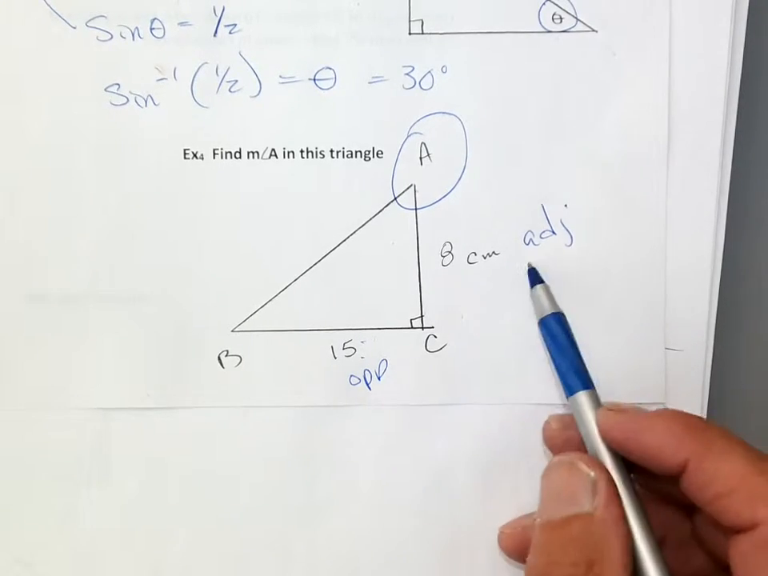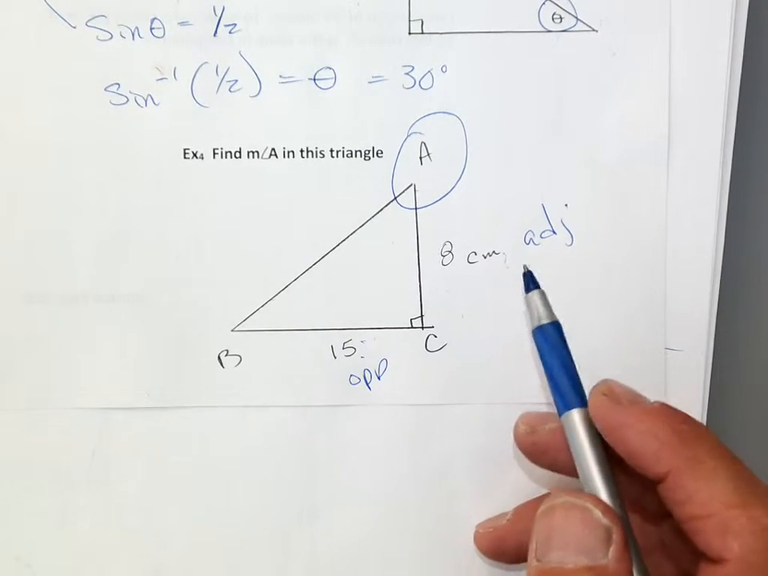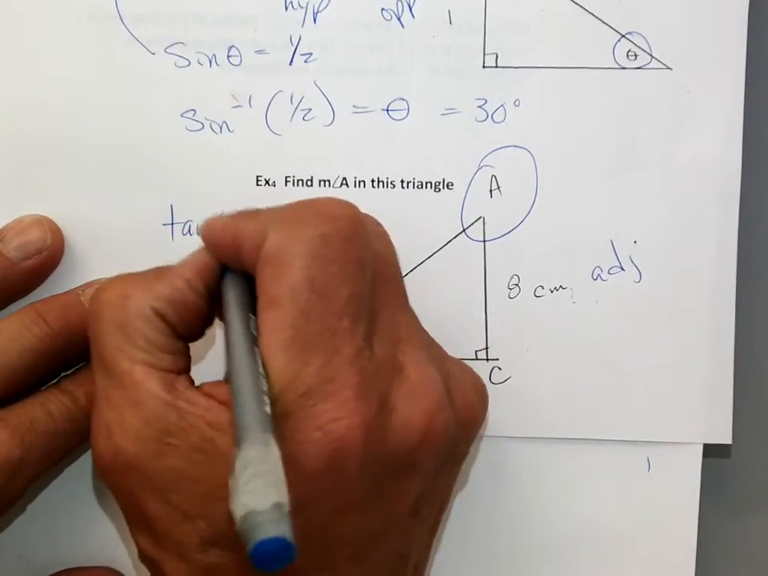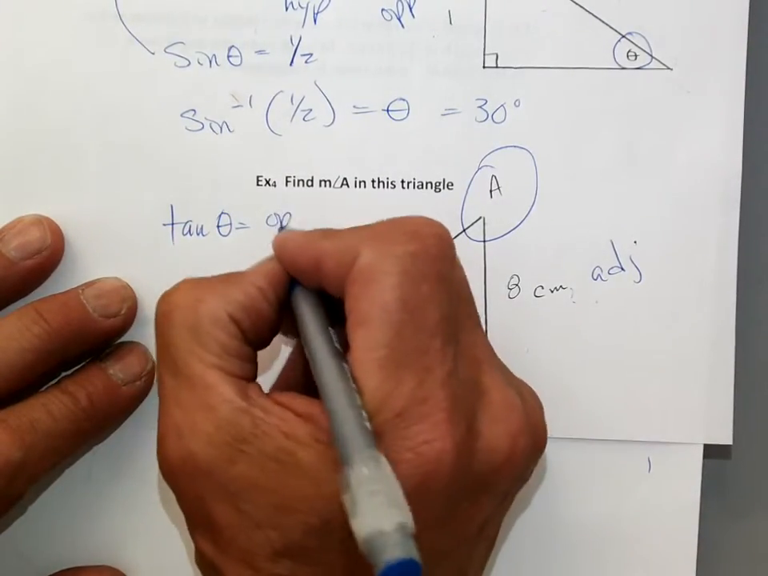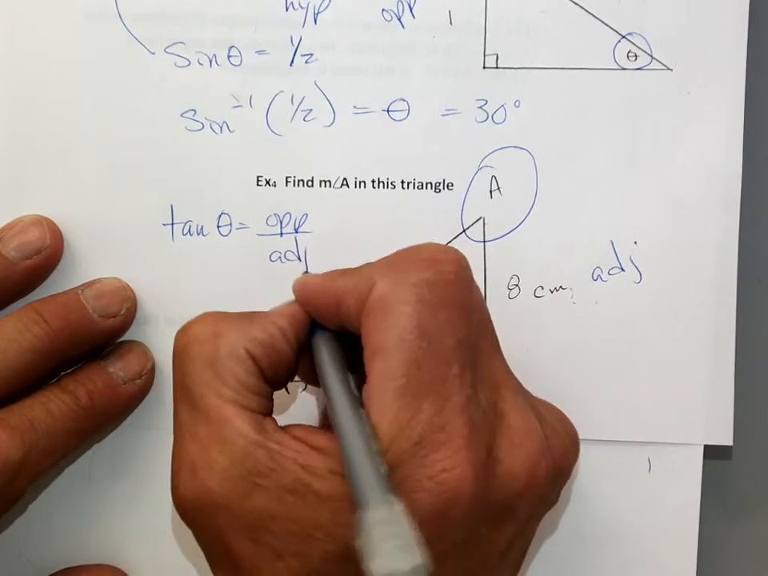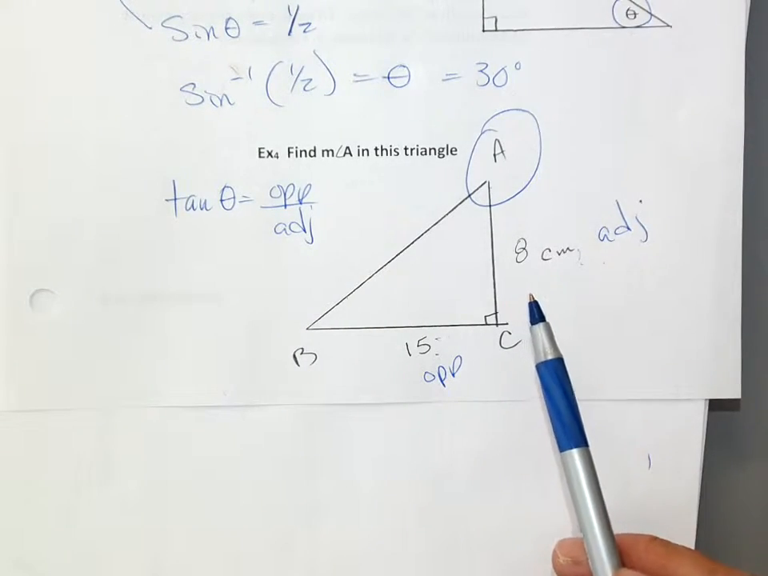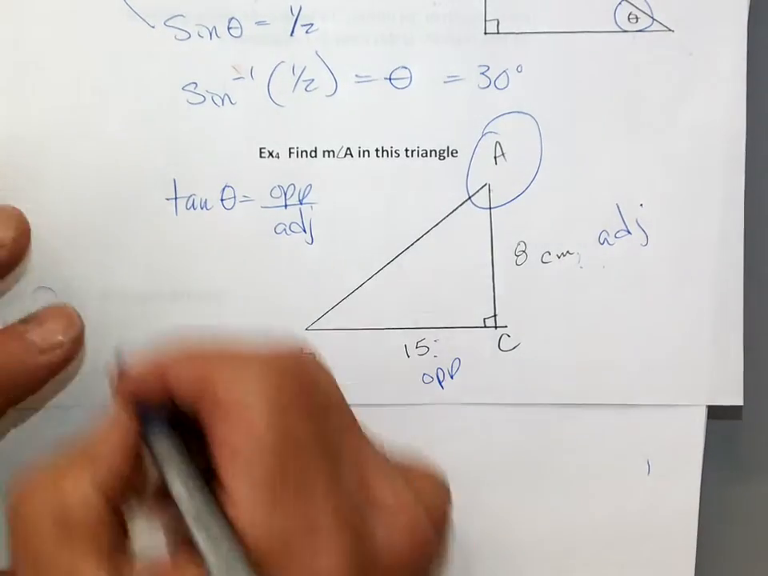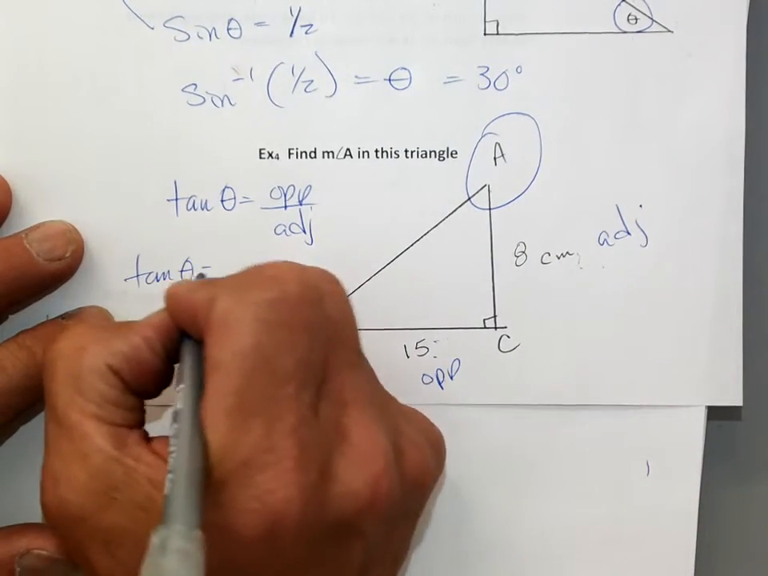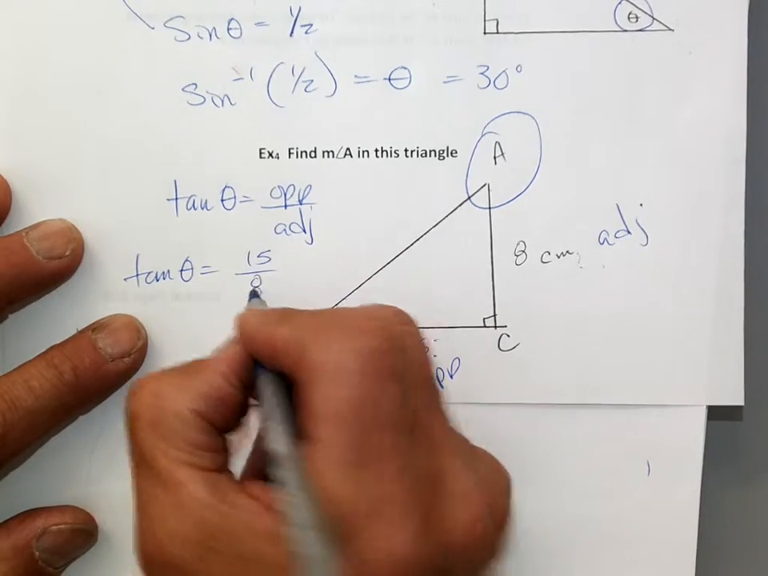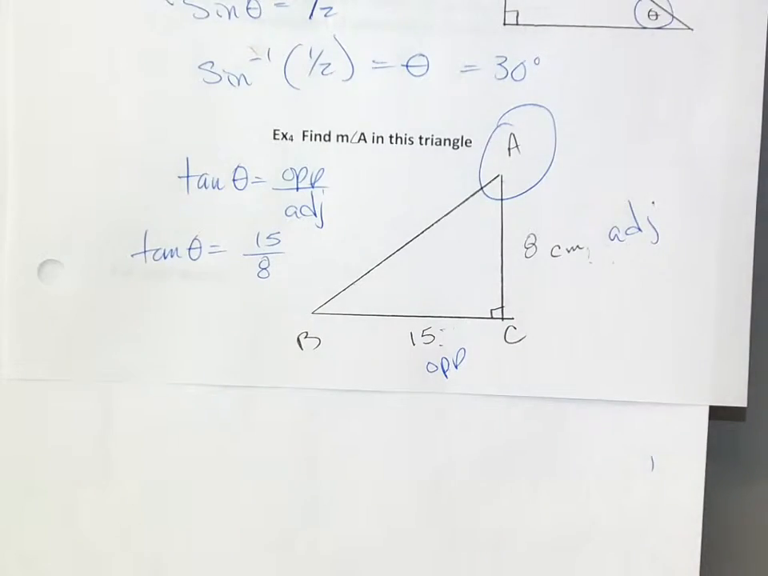Okay, opposite, adjacent. Which one is it? It's got to be tangent. So, all right, tangent of theta is equal to the opposite over the adjacent. We're going to pick tangent because we have both the opposite and the adjacent. So tangent of theta equals, the opposite is 15 and the adjacent is 8, right? Okay, I need to find the angle.